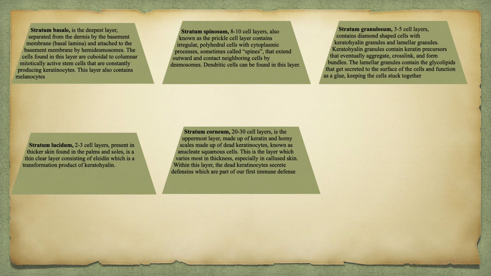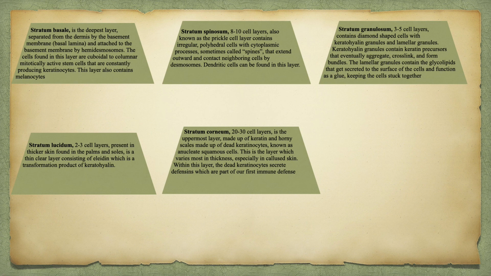Stratum spinosum has from 8 to 10 cell layers, also known as the prickly cell layer, contains irregular polyhedral cells with cytoplasmic processes, sometimes called spines, that expand outward and connect neighboring cells by desmosomes. Dendritic cells can be found in this layer.